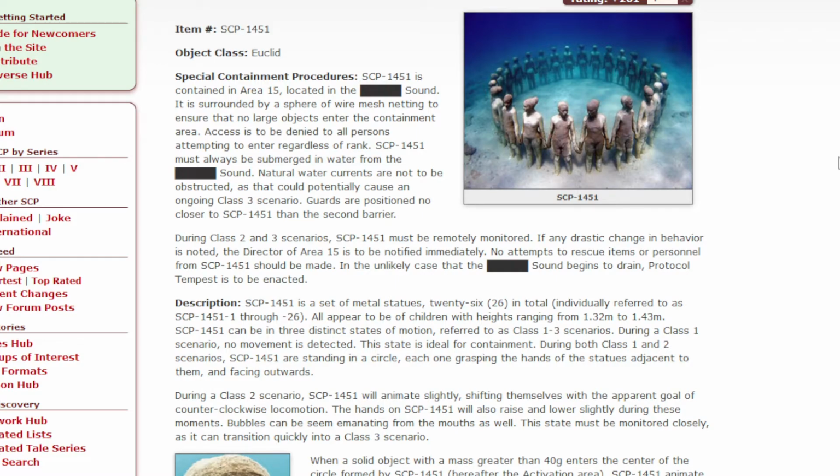SCP-1451 is contained in Area 15, located in the blank sound. It is surrounded by a sphere of wire mesh netting to ensure that no large objects enter the containment space. Access. Oh, that last one was called the infectious clockwork.